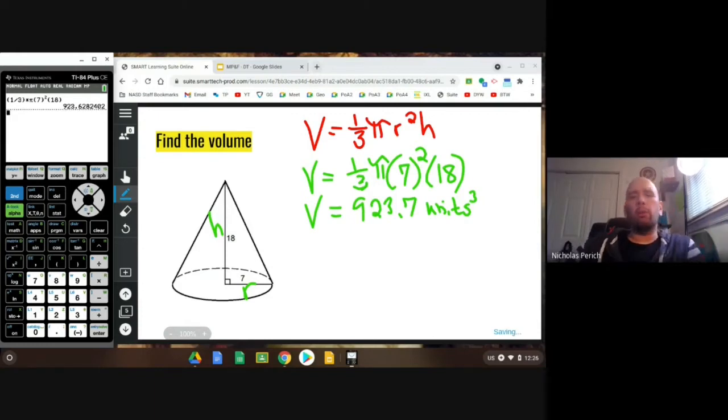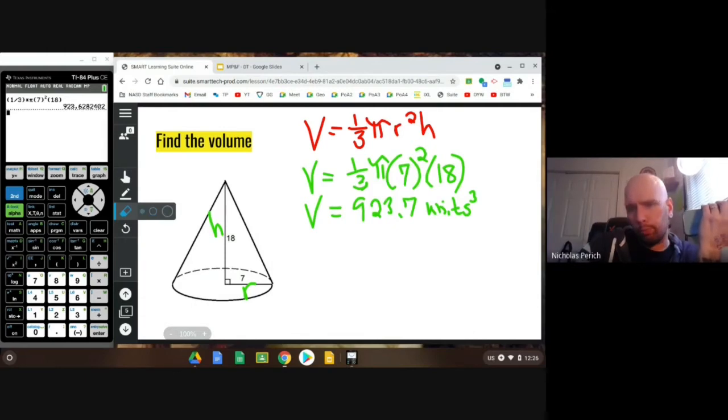Let's make sure I didn't make a mistake. 1/3 times pi times 7 squared times 18. Oh, you know what? I forgot I'm muted. 1/3 times pi times 7 squared times 18. The answer is approximately 923.628. Oh, 628, so it should be 0.6. Boy, is my face red.